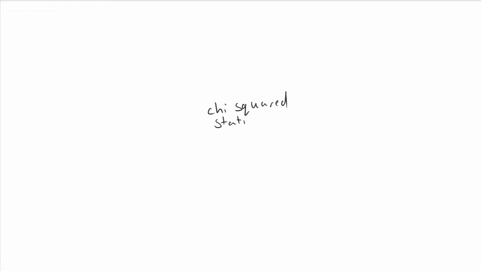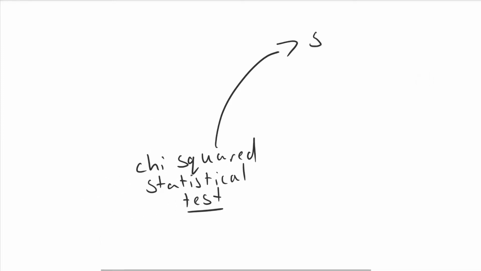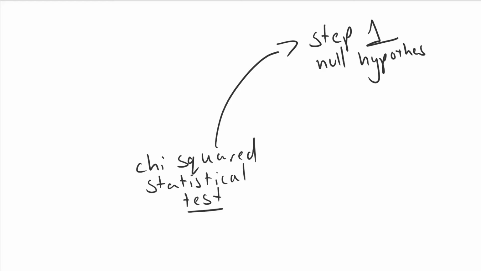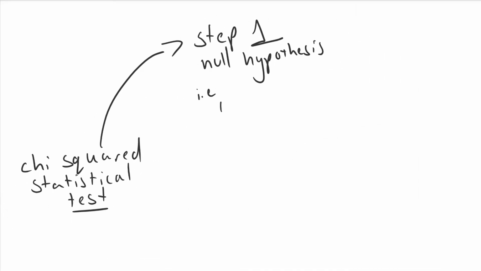Today we're going to be looking at the chi-squared test as a statistical test. So, step 1 of the chi-squared test is write a null hypothesis. This could be, for example, there is no significant difference between the number of woodlice found in dark and light areas of a forest, as an example.